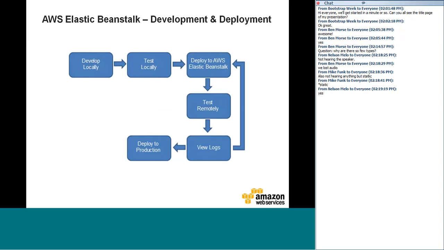Here's the basic development process with Elastic Beanstalk, from the top left. You develop and test your application locally. You then deploy it to Elastic Beanstalk. You can test it remotely. You can look at log files, make changes, and do continued deployments. As you'll see when I demonstrate this, each of these deployments is just a matter of seconds. So the edit, test, debug, fix, deploy cycle is very, very rapid. At the point when you've done all your testing and you're satisfied that your application is running as expected, you simply deploy to production. Your application is ready to go.